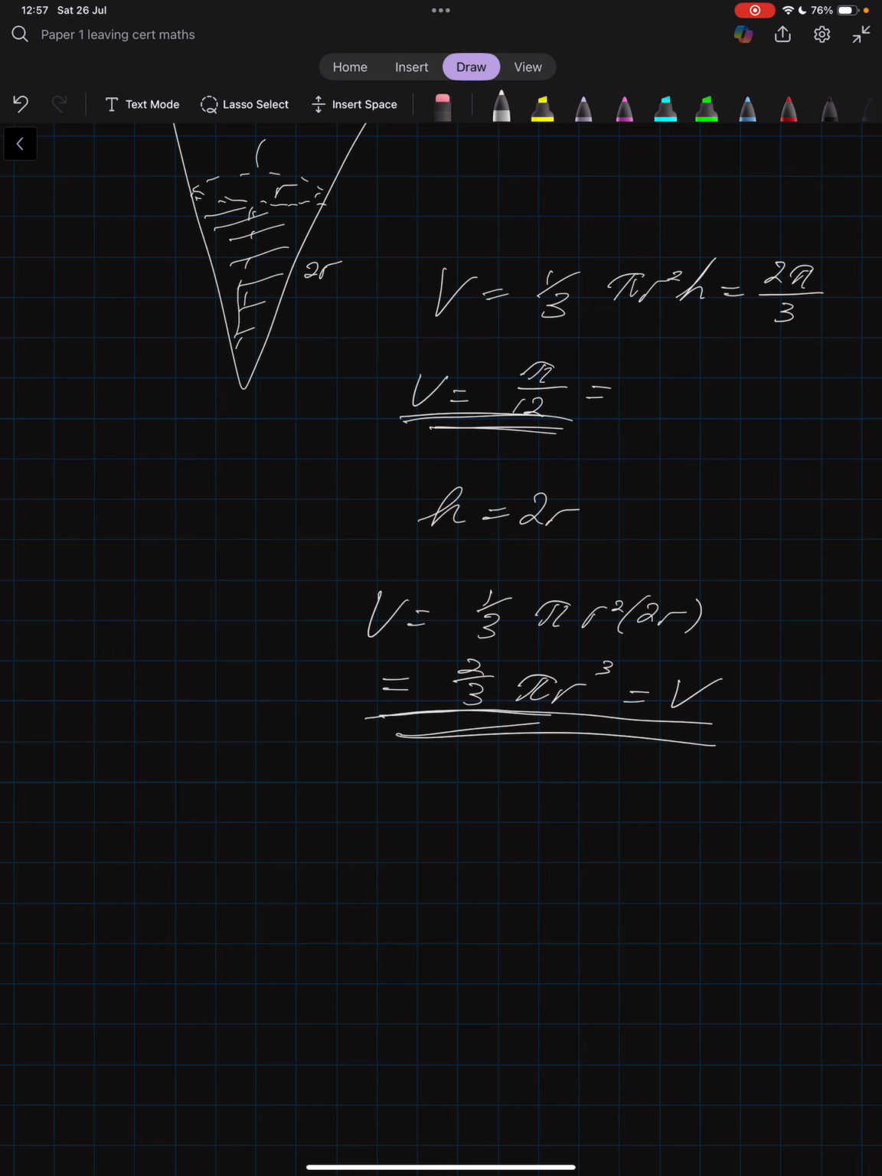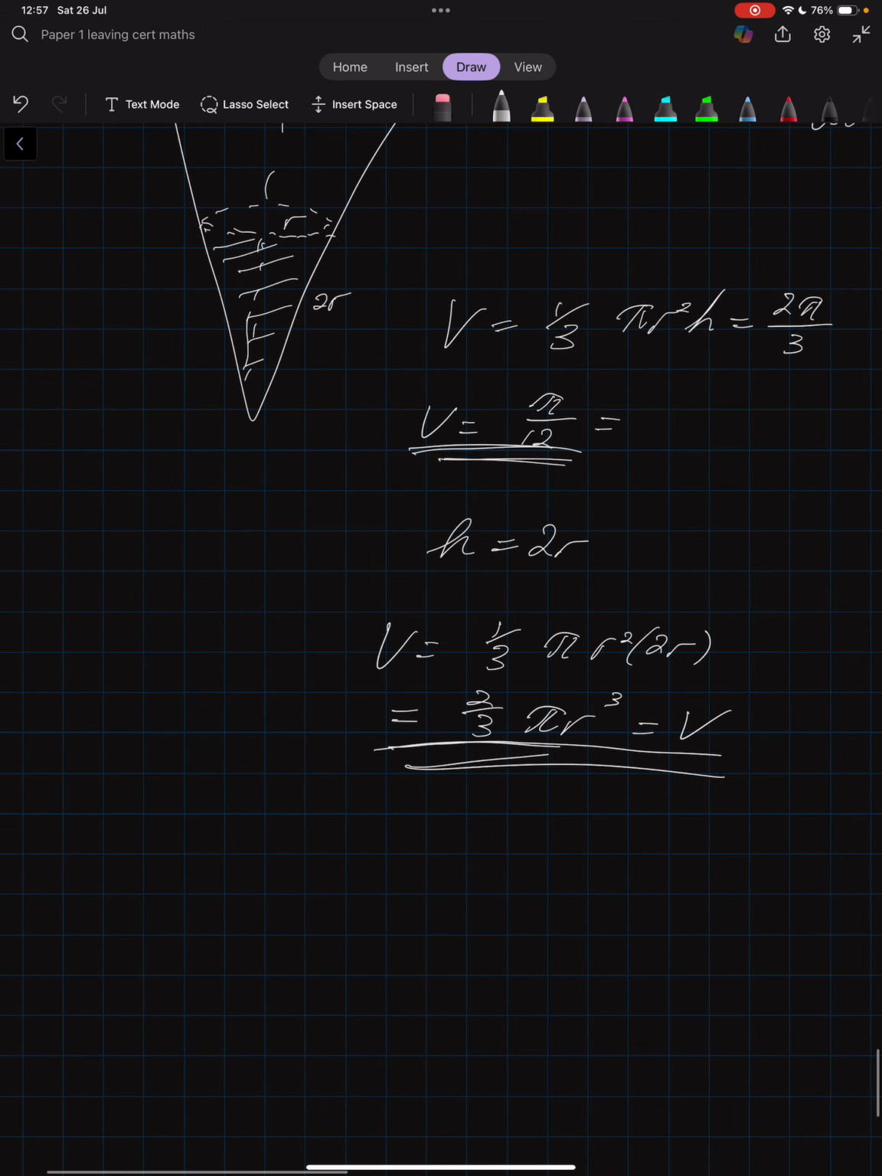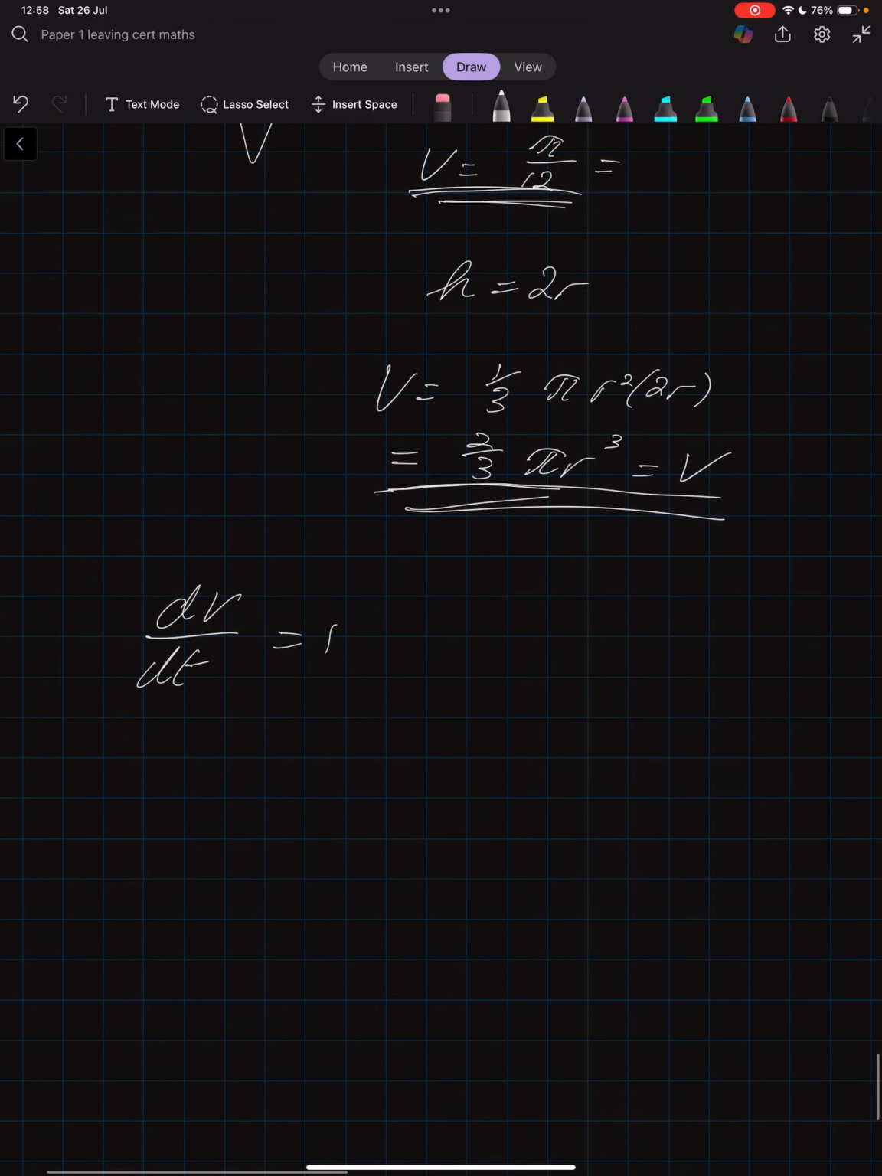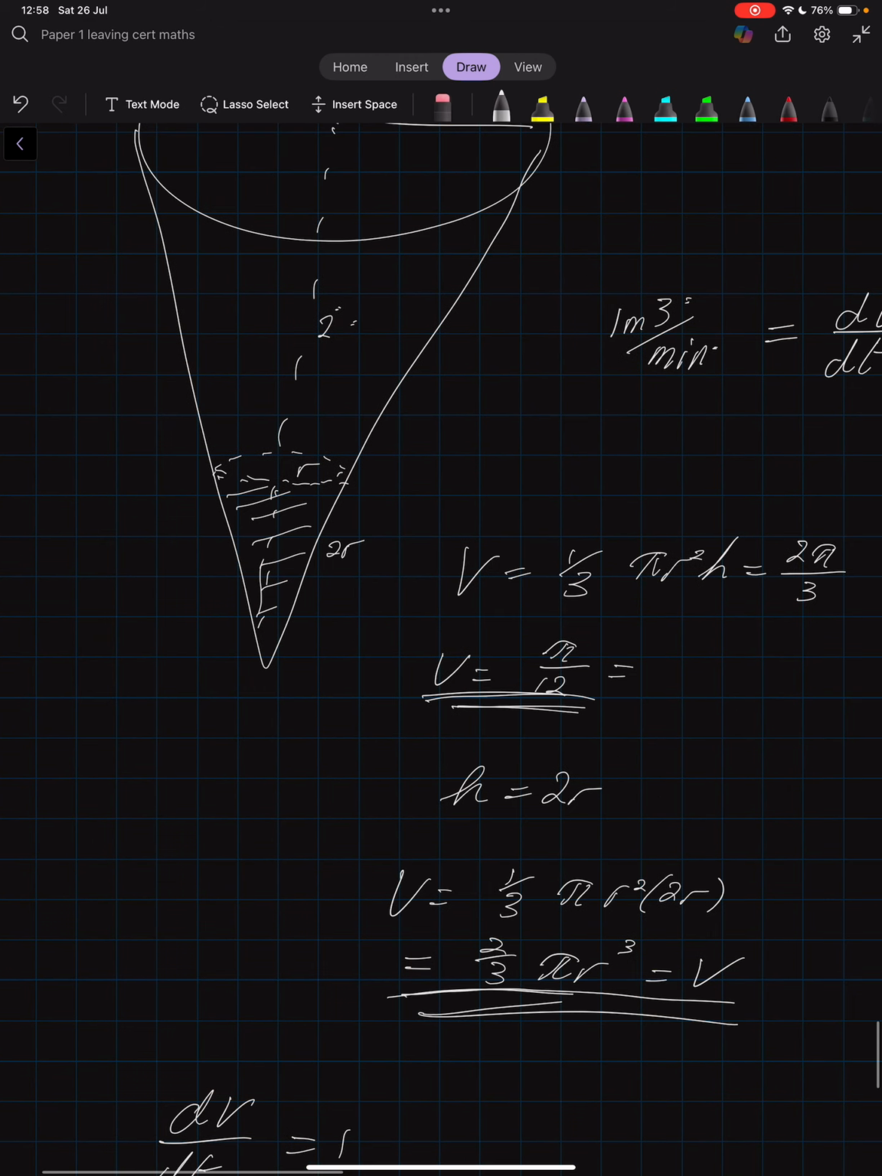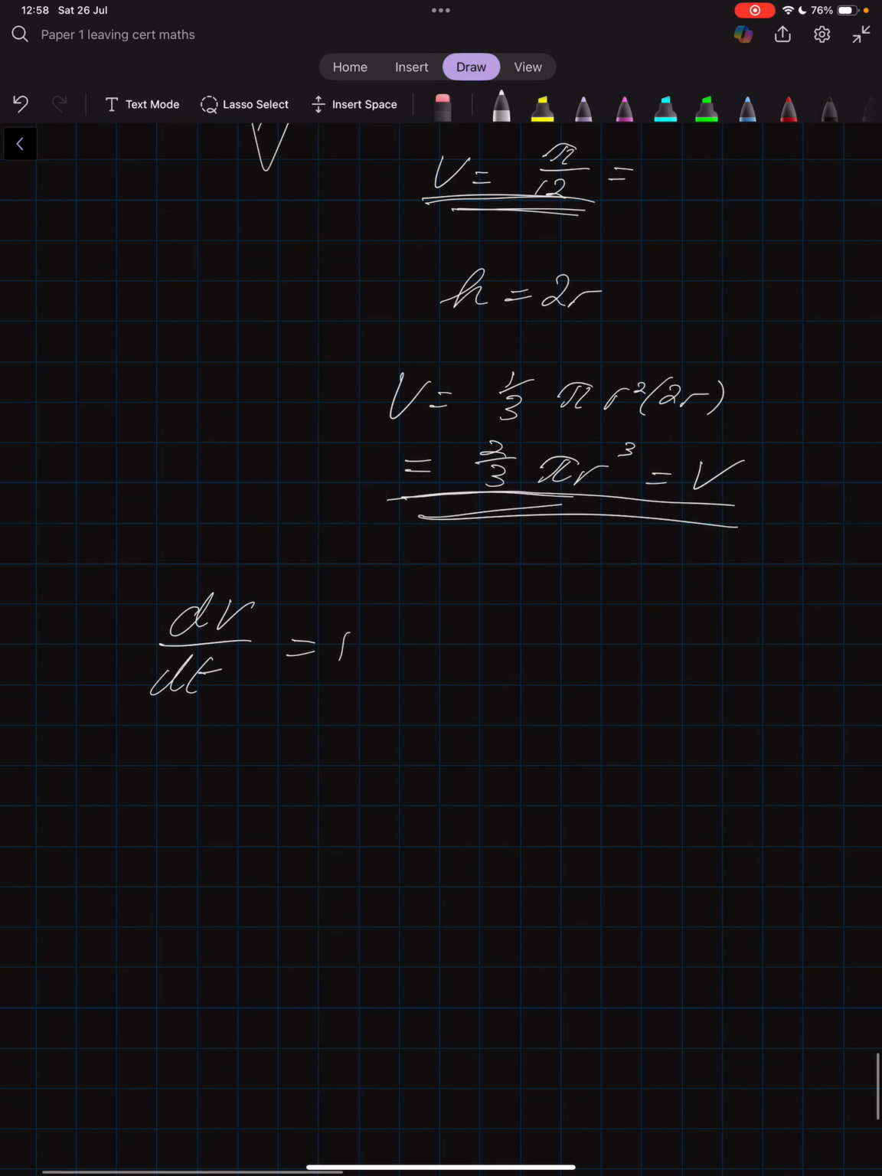Okay, I'm actually going to go a slightly different way with this. Again, they said that dV/dt is 1. Now what they've asked is, what is the rate at which the water is rising? So what is it they want to know? The rate at which this is rising, which is basically dH/dt. That's what they want to know.